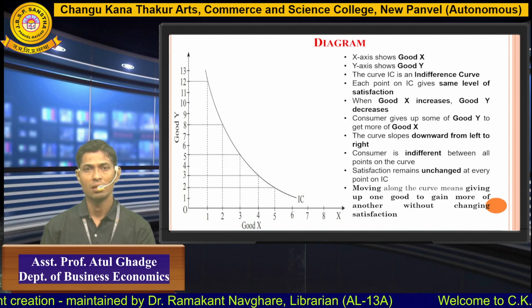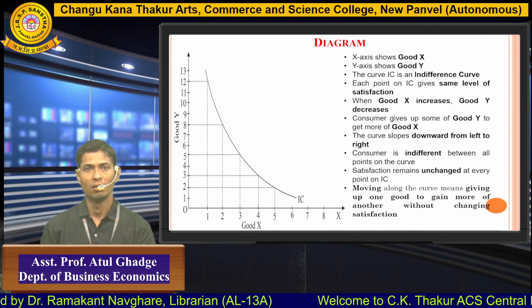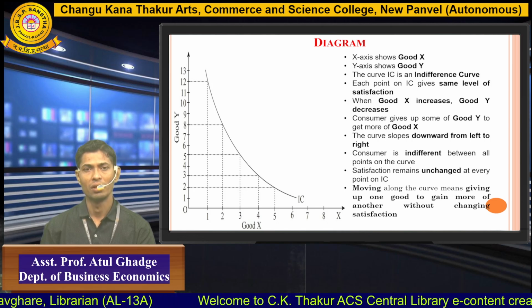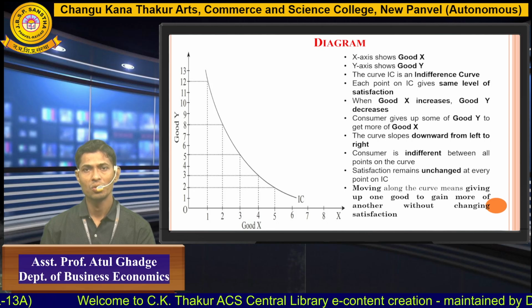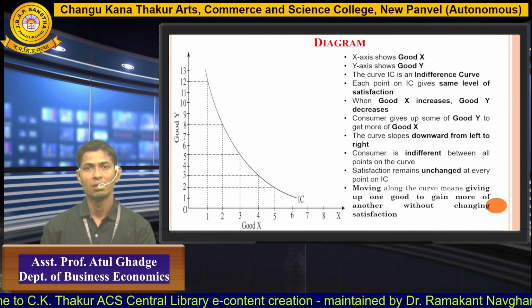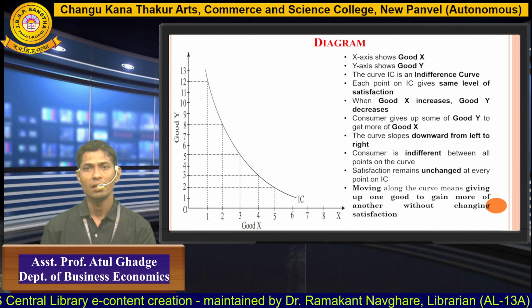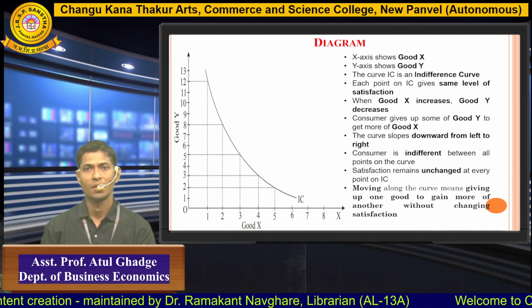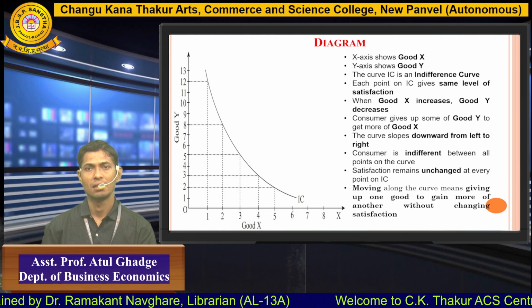Now as you can see in the graph, vertically we have taken good Y or commodity Y, and horizontally we have taken good X or commodity X. Now the X axis shows good X and the Y axis shows good Y. The curve, IC, is an indifference curve where each point on the indifference curve gives the same level of satisfaction. When good X increases, good Y decreases.